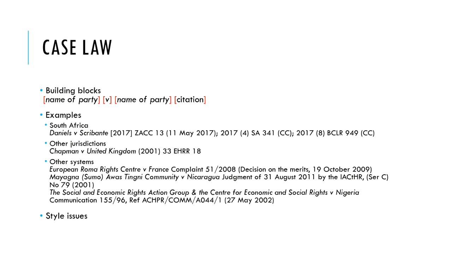As with everything else, let's start with the building blocks. Typically, you have a party name. Usually that's the applicant or the appellant or the state versus the name of the other party or other parties, typically the respondent or the defendant. And then you have, very importantly, the citation. I've included examples for you from South Africa, from the United Kingdom, and from regional human rights instruments.